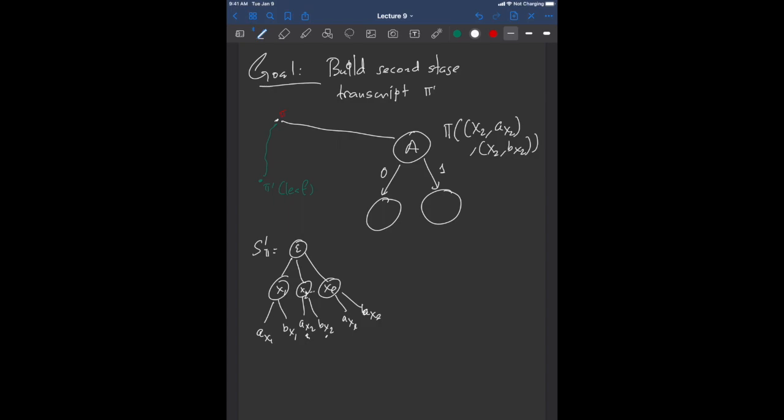Maybe on this input Alice sends 0, so this ends up here, and maybe on some other input, let's say x3 ax3 versus x3 bx3, Alice sends 1 here. So this input ends up here and this input ends up here. So you can look at the entire S dash pi and you can divide these inputs into 0 and 1, right?